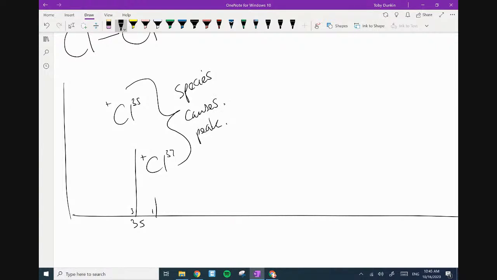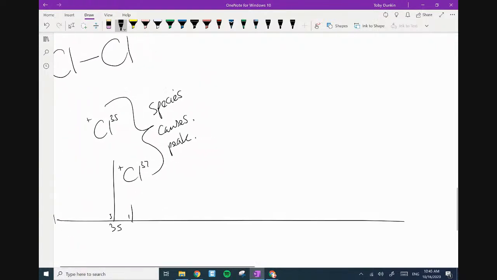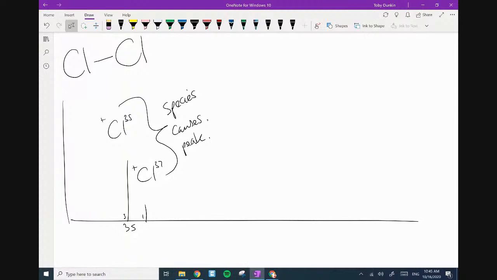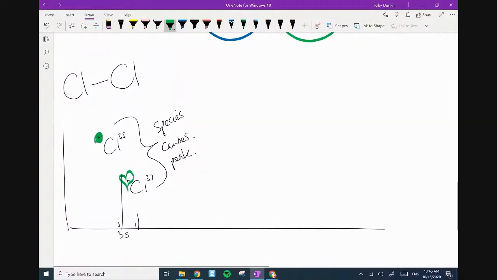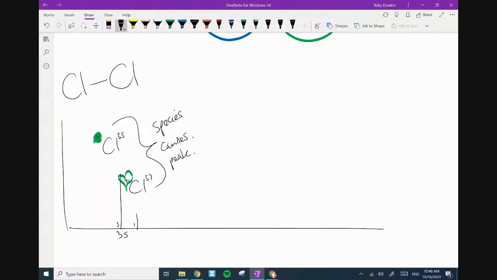peaks. This is a really common question at A-level. Give the species responsible for this peak, and everyone gets it wrong because they forget to put the charge on it. Without the charge, you can't detect it, you can't accelerate it, you can't do anything. If it's not ionized, you cannot accelerate, you cannot deflect, you cannot detect. So don't forget that charge. Emphasis. Don't forget that charge on your species. Okay, so what's going to happen on the other side?